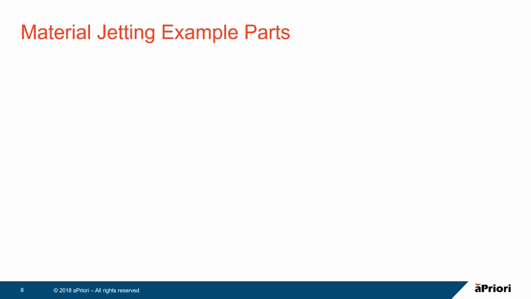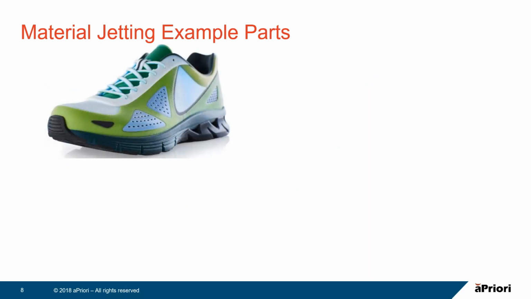So we've got a few images of examples of material jetted parts. The first one is this trainer or shoe, and it just demonstrates the color range that can be gained with material jetting. So there's literally hundreds of thousands of blends of colors that can be made with the latest material jetting printers, and this also demonstrates the range in hardness as well.